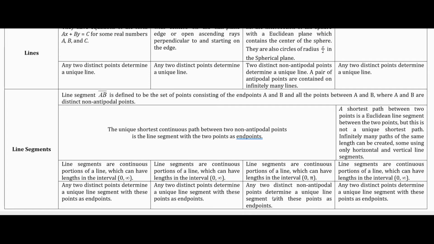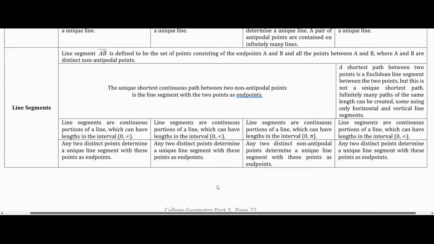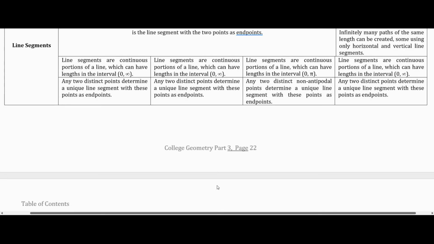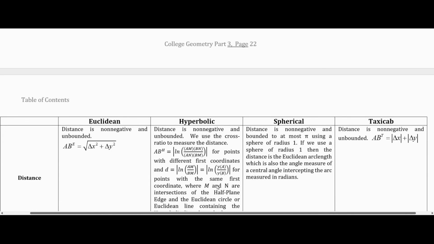Okay, in spherical geometry, lengths of all line segments are less than pi and greater than 0. Any two distinct non-antipodal points determine a unique line segment with these points as the endpoints. If you take two antipodal points, there is no line segment with them as the endpoints.